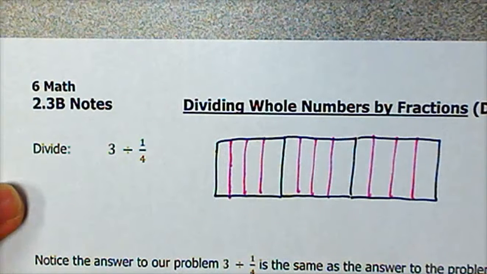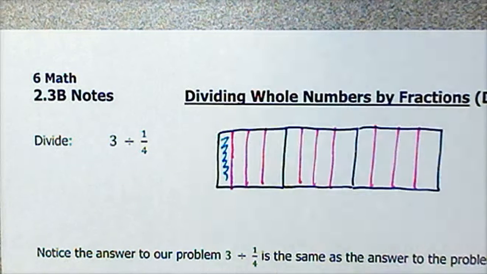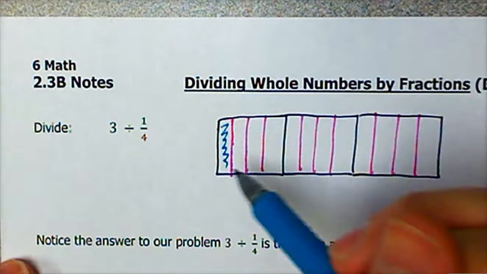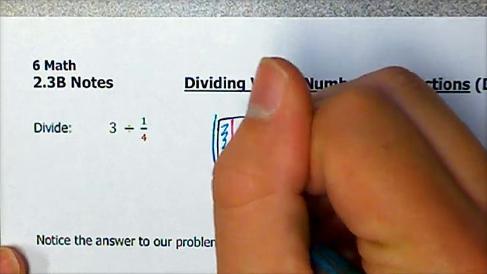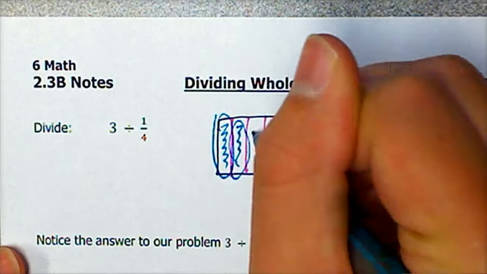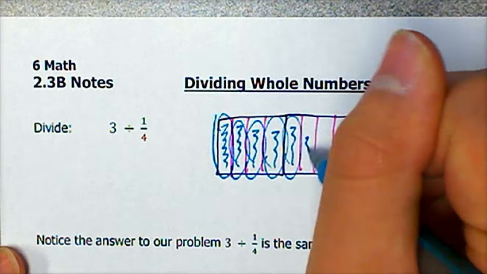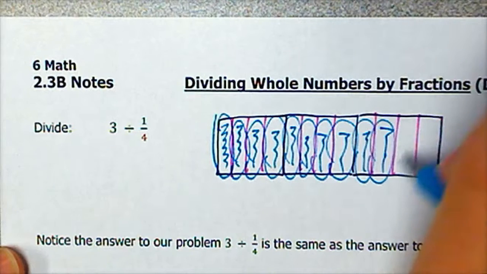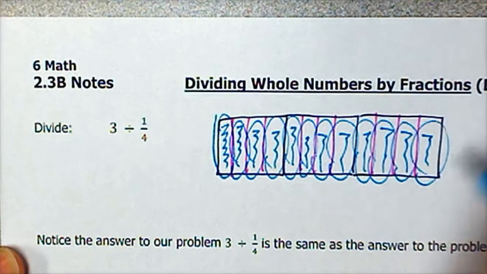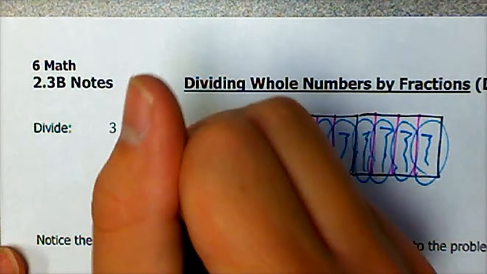Okay, so now you think, if you take 1/4, how many groups of 1/4, so how many groups of the one piece can you make in this entire model? And hopefully by now you got the hang of this. There's going to be 12 individual 1/4 pieces in this entire model. And so, of course, that means the answer to this fraction division problem, 3 divided by 1/4, is 12.